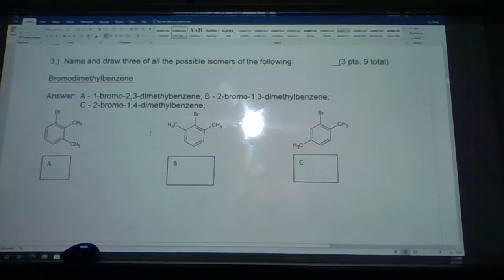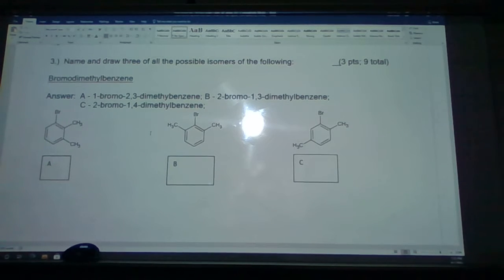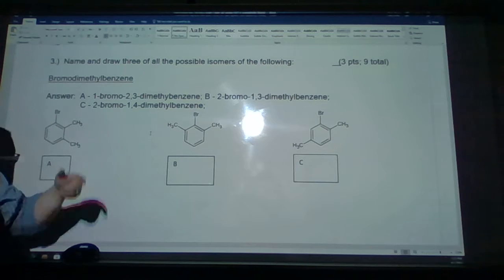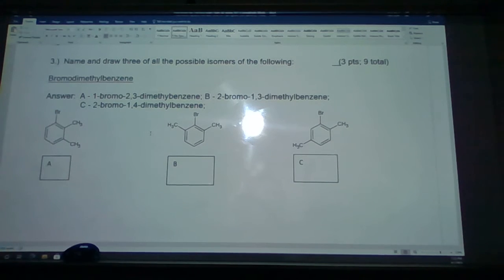Name and draw three of the potential isomers of the following compound. Name of the compound is bromodimethylbenzene. So on the aromatic ring, you have two methyl groups and a bromine. There are a number of isomers that you can draw. You are only asked to draw three of all of the potential isomers that can be drawn for this compound.